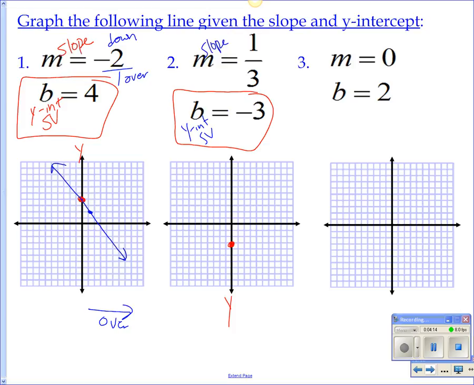Now we're going to do the slope. Since it's positive, we're going to go up. So we're going to go up 1 and over 3. You always go over that way. And then you connect them.